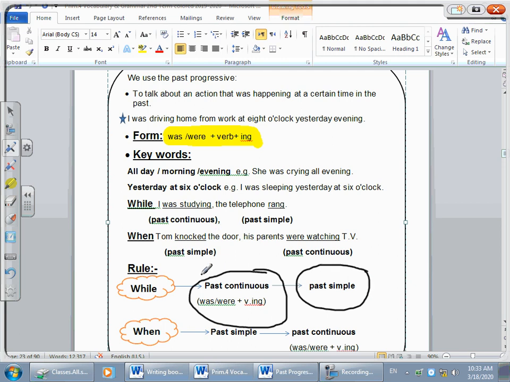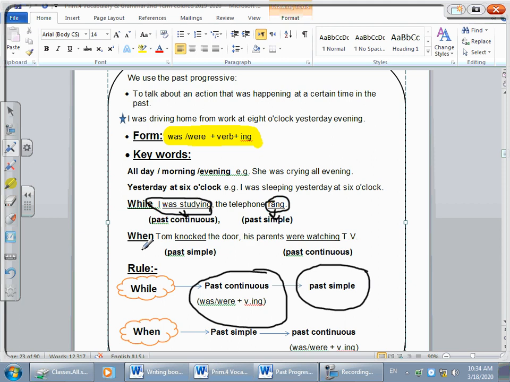And I will give you an example here, guys. While I was studying, this is past progressive or past continuous. The phone rang, which is the past simple of ring. So the verb that followed the while is in the past continuous or the past progressive, and the second one is in the past simple.